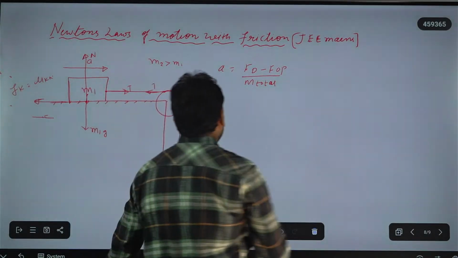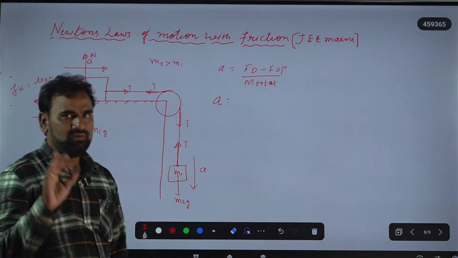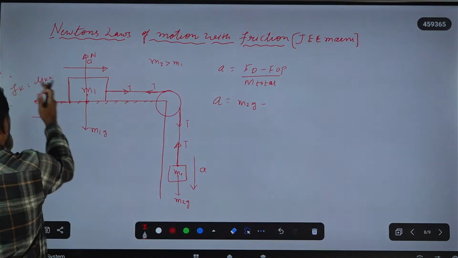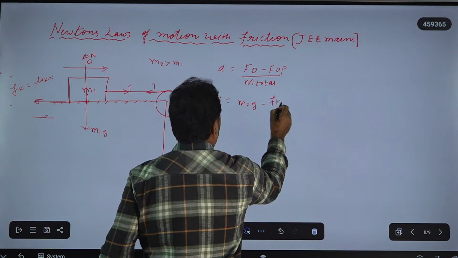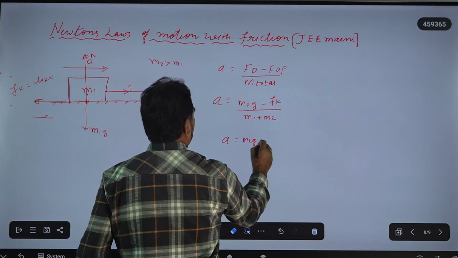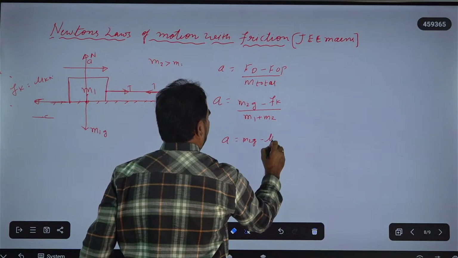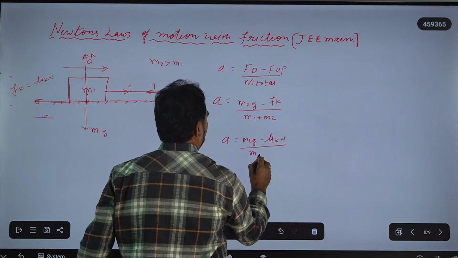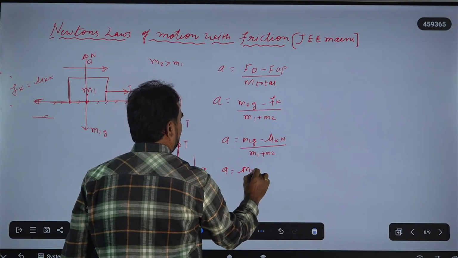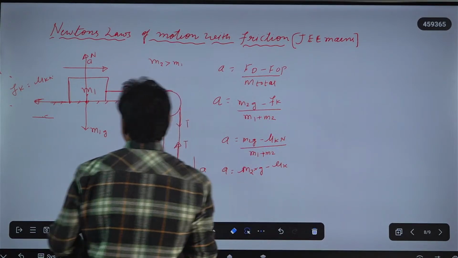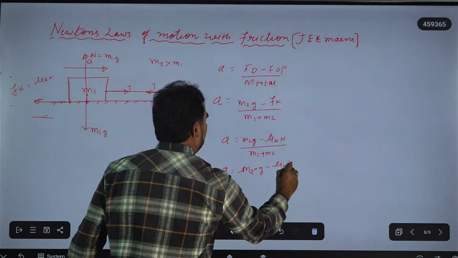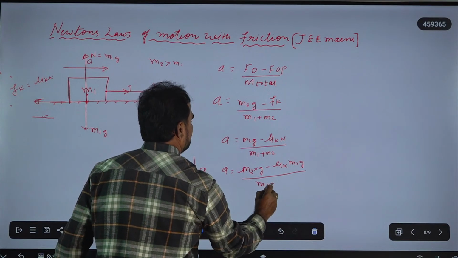Is it clear? So the acceleration of the system can be written as a is equal to driving force m2g minus opposing force, the friction force Fk, upon total mass m1 plus m2. Therefore a is equal to m2g minus mu k into N upon m1 plus m2, where N balances with m1g.